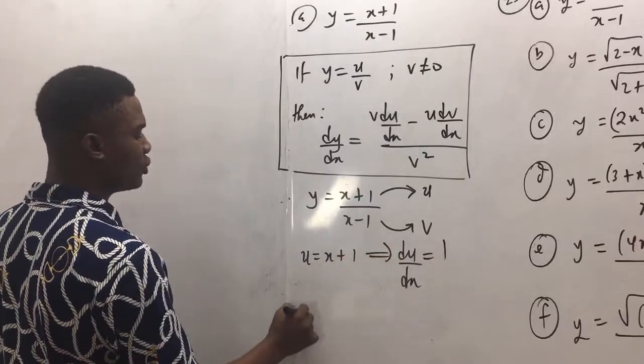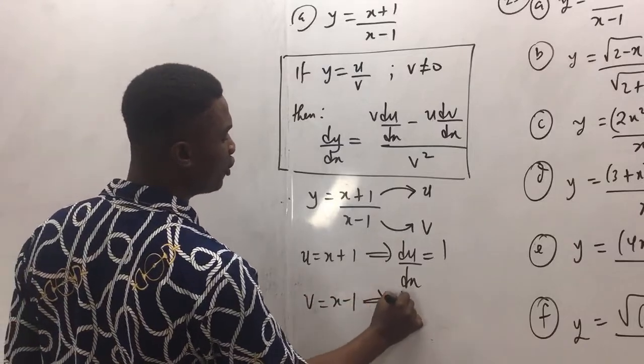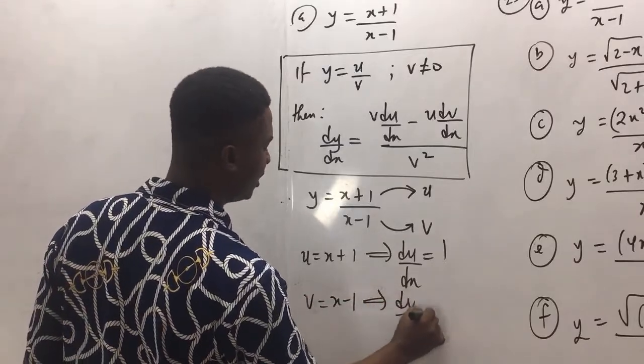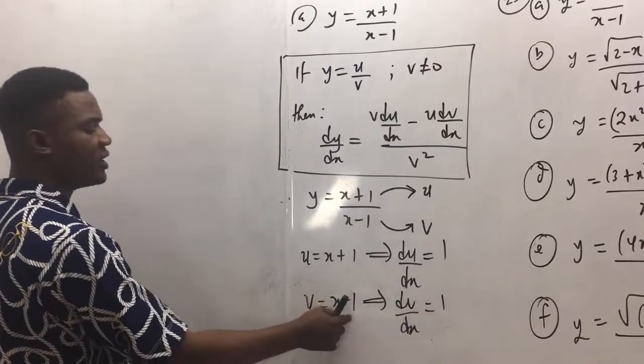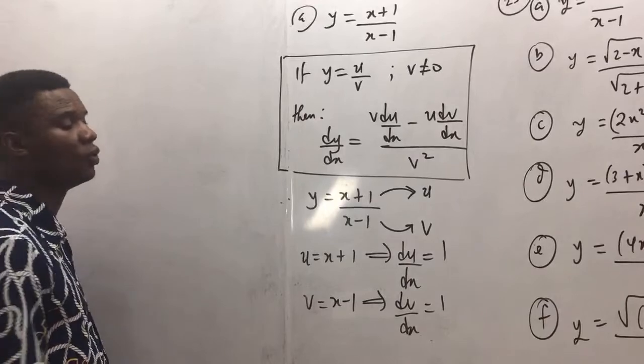So come over to v. If v is equal to x minus 1, so also would you have dv dx giving you 1. Because differentiating minus 1 gives you 0, a constant term, and differentiating x gives you 1.